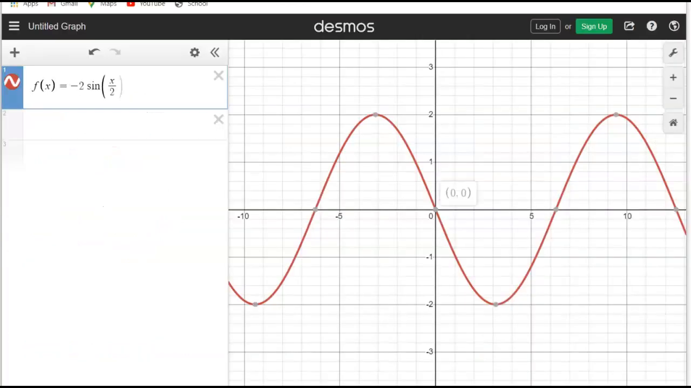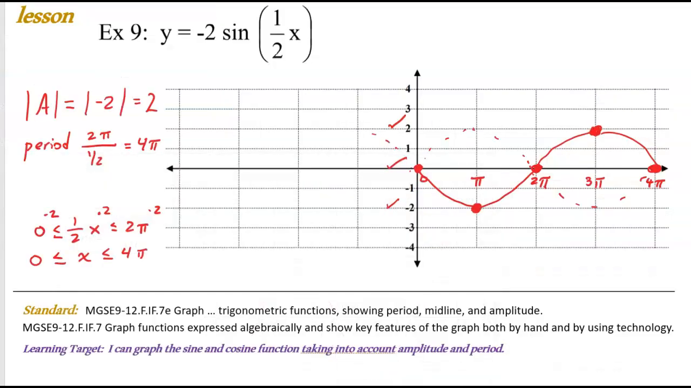Let's verify. Sure enough, we start at 0, and instead of going up, we're going down. Pi, 2 pi, 3 pi, 4 pi, down to -2, up to +2. So everything looks good. And remember, you can always graph more if you choose. So you could always go in the opposite direction and go ahead and finish up that curve. You do not have to. All right, one full period is all I need. Some teachers say to use every portion of the grid, but you don't have to.